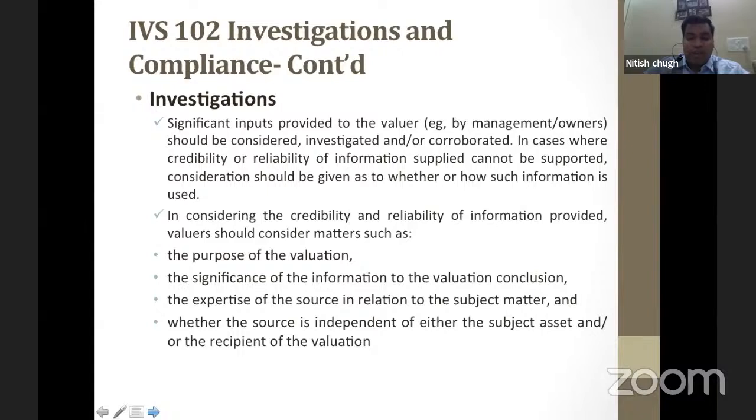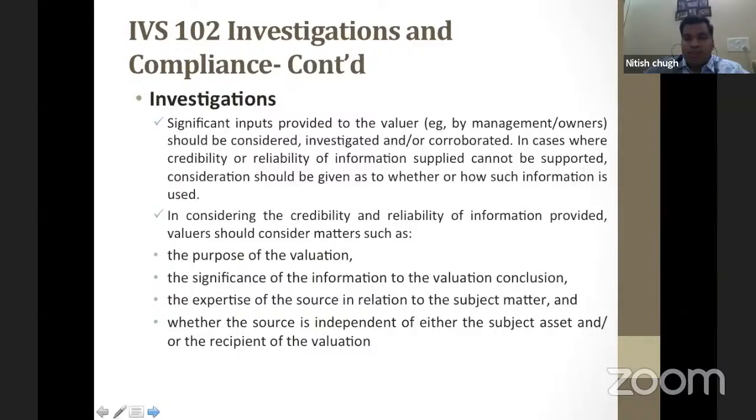If you are valuing a power plant or a windmill, what is your expertise in the same, or that of the person providing you the information? If you take information from me on something in which I am not dealing, that is not good enough, right? So that is not credible.